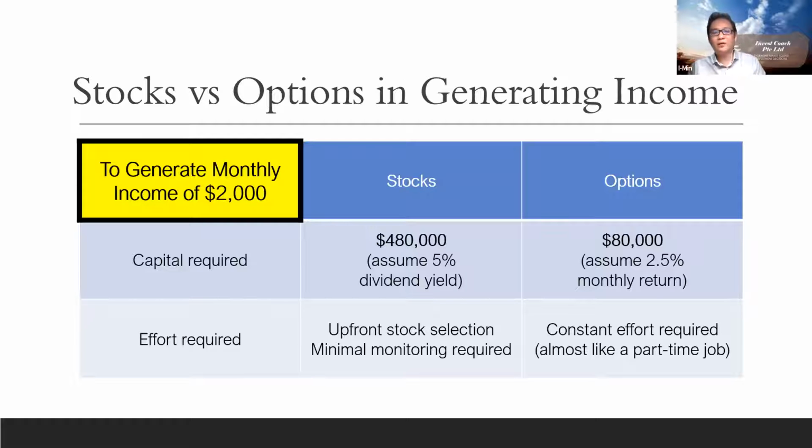And just to give you some numbers, because of course, stocks also can generate regular income. But very likely with stocks you need to have a higher capital. So let's say, for example, I want a monthly income of $2,000. For stocks, most of the time you have to depend on dividend.